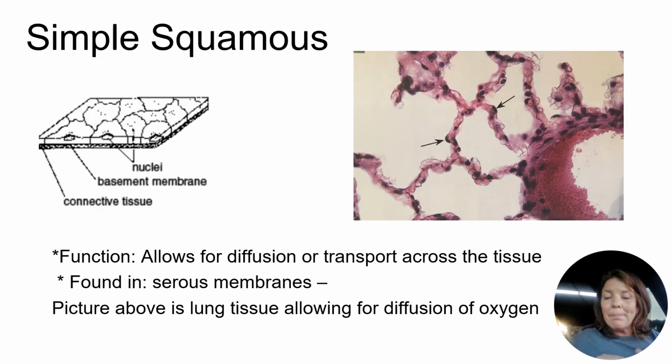Just by the name, you should recognize simple squamous: one layer, flat cells. If we want that tissue type to be very thin, there must be a function that supports that, like diffusion, transportation across that tissue. This is a tissue type that's very important in structures like the lungs, where you want to have diffusion of oxygen and gases across the membrane.